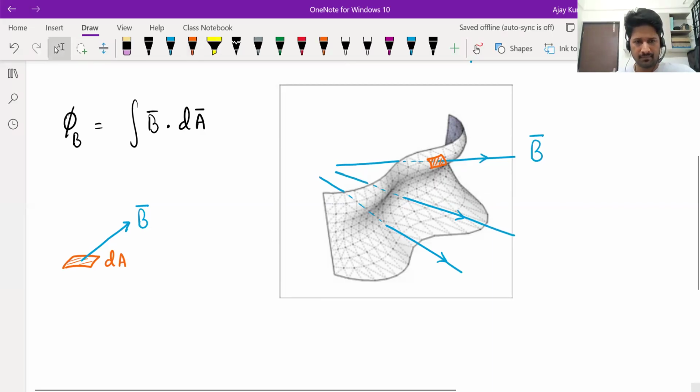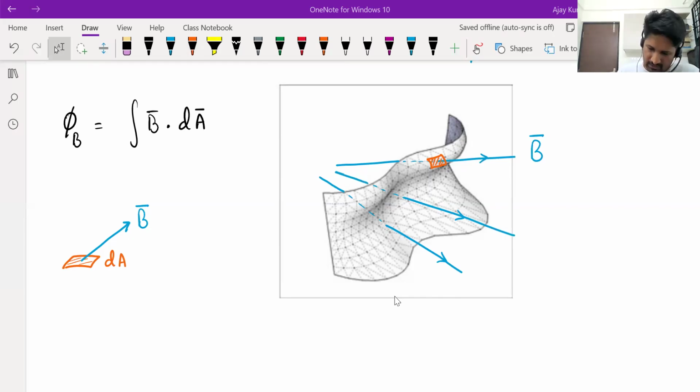Sir, it should be perpendicular. Perpendicular to? Normal. It should be perpendicular to the surface. Correct, correct. So in this case, the area vector for this small patch will be in this direction, perpendicular to the surface. So that is the dA vector. Okay, remember, the area vector of a surface is always perpendicular to the surface.